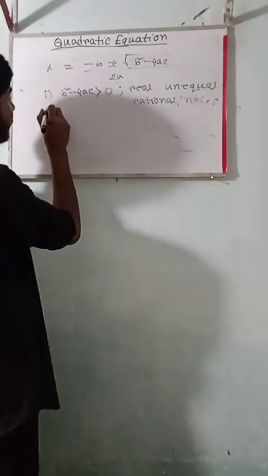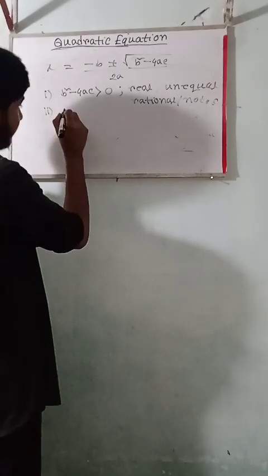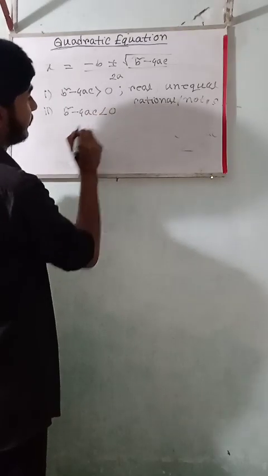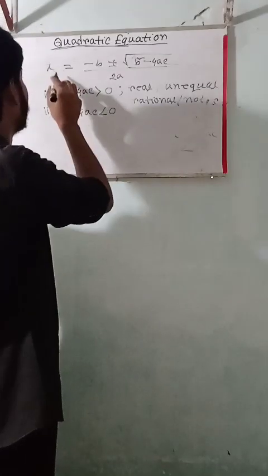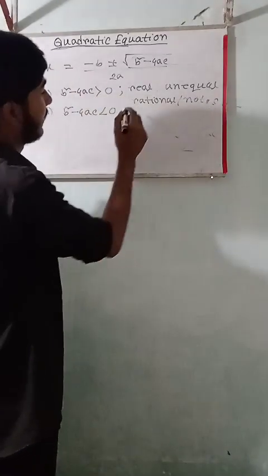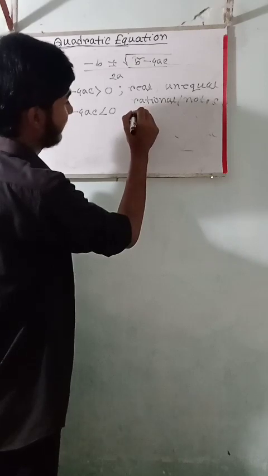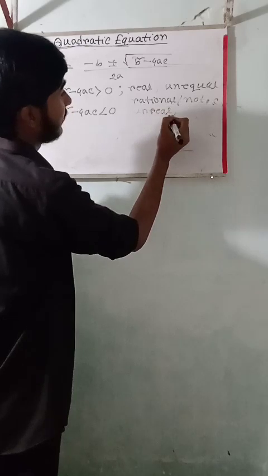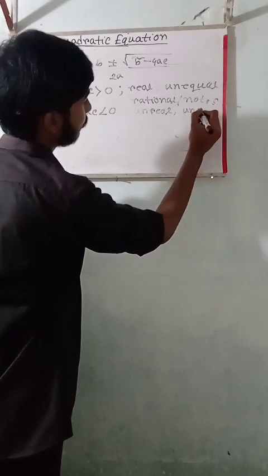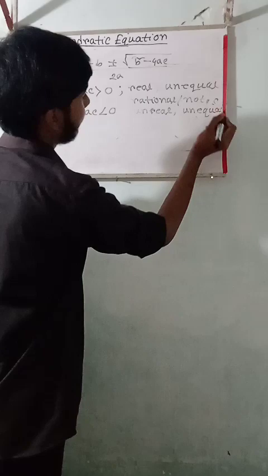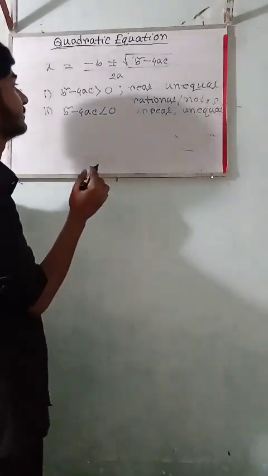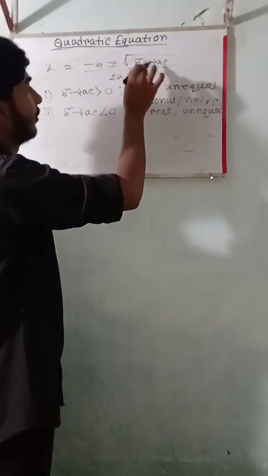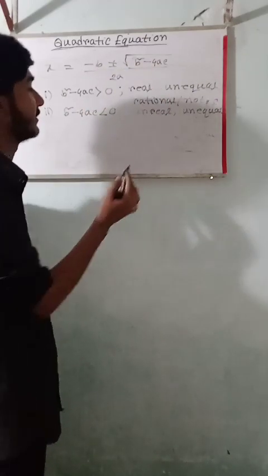Case number 2. If b square minus 4ac is less than 0, then the property of x will be unreal or imaginary number. Unreal. And two roots will be unequal also. And the rational irrational case is the same. If it is a perfect square, then x will be rational, and if it is not a perfect square, then it will be irrational simply.